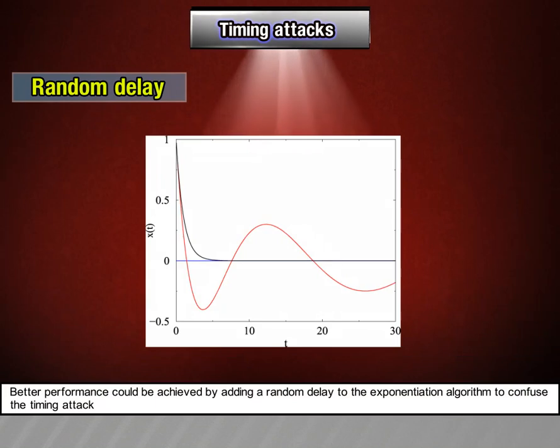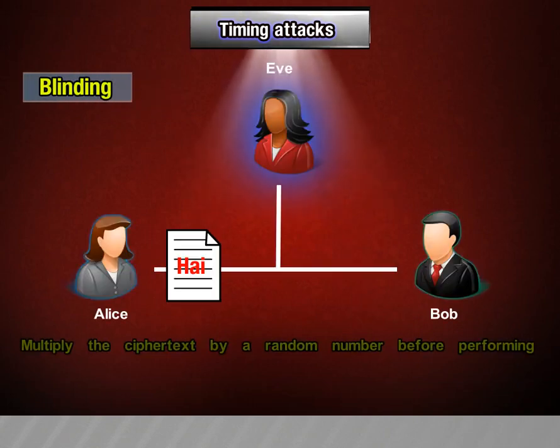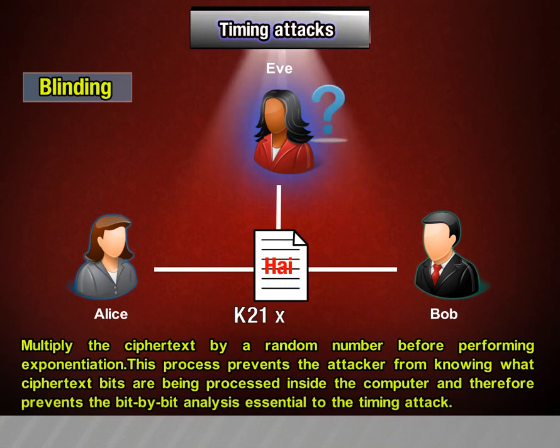Random delay: better performance could be achieved by adding a random delay to the exponentiation algorithm to confuse the timing attack. Kocher points out that if defenders don't add enough noise, the attackers could still succeed by collecting additional measurements to compensate for the random delays. Blinding: multiply the ciphertext by a random number before performing exponentiation. This process prevents the attacker from knowing what ciphertext bits are being processed inside the computer and therefore prevents the bit-by-bit analysis essential to the timing attack.